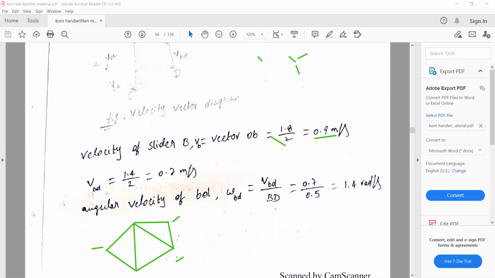And BD, the BD link, is this one. The BD perpendicular is this one. Just measure the line; it comes to nearly 1.4 centimeter, and by our scale of 2 that is 0.8 meter per second. When you get the BD velocity, simply find the angular velocity of BD, that is 1.4 radian per second.